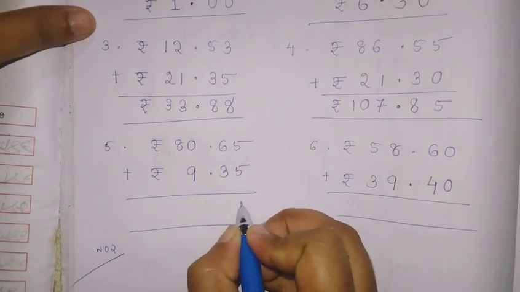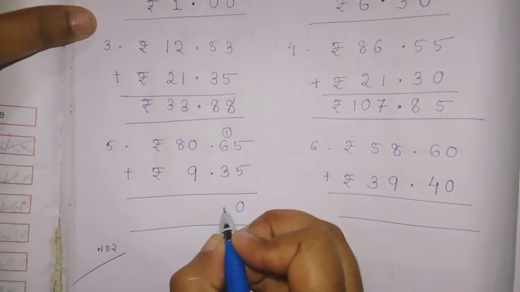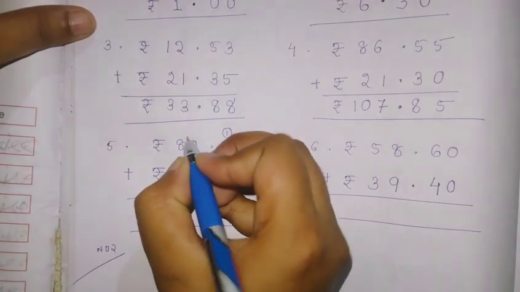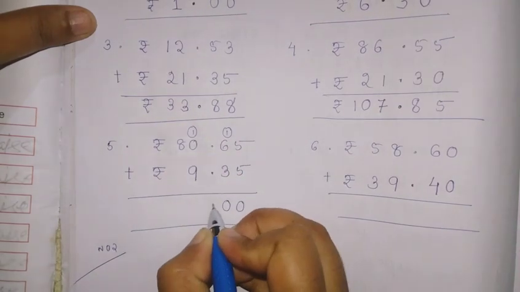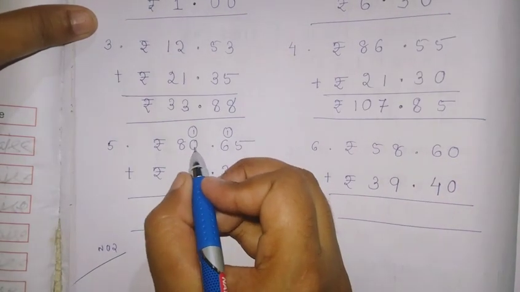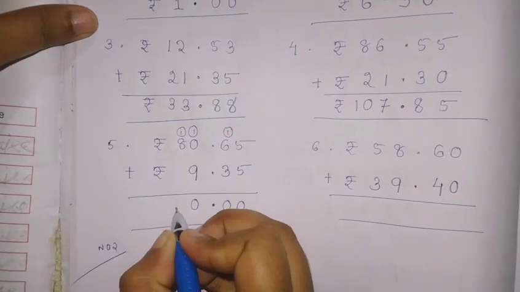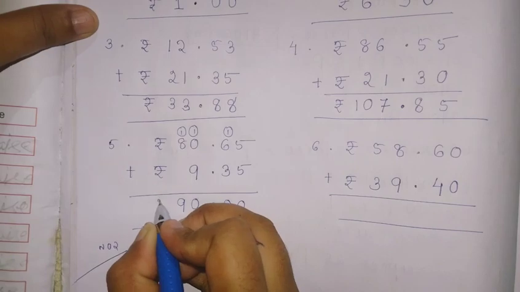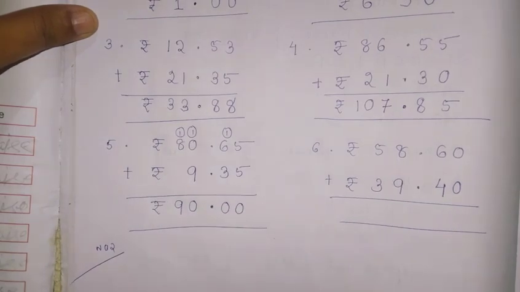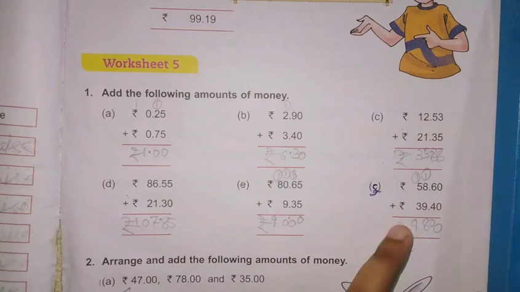5, 5, 10, we carry 1. 6 plus 1, 7, 7 plus 3, 10, we carry 1. Then we put dot. Then 1 plus 0, 1, 1 plus 9, 10, we carry 1. Then 8 plus 1, 9. Then 90 rupees. Then next 6.